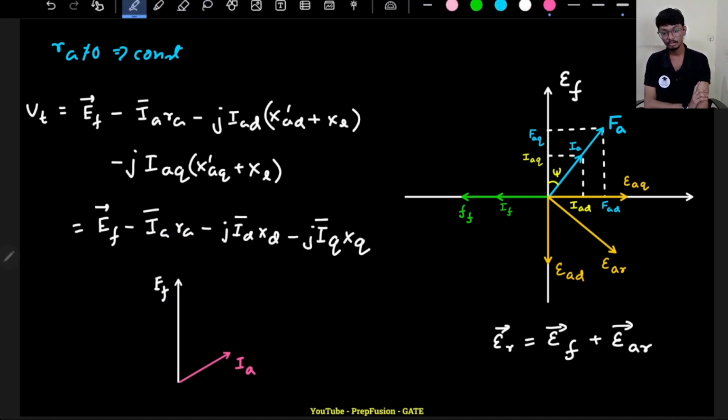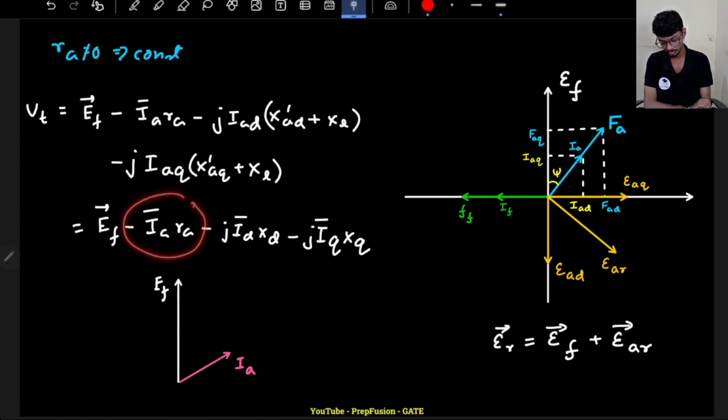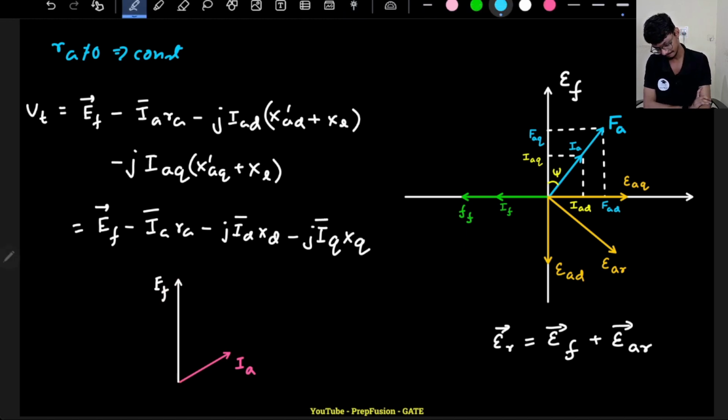IA. So from here, first of all, I have to do minus IRA. So minus means just in the opposite direction, right? From EF, I have to go in the opposite direction of EF, minus IRA, right? So let me do one thing. So this is psi, right? Let me do the minus IRA later. Let me do this first.